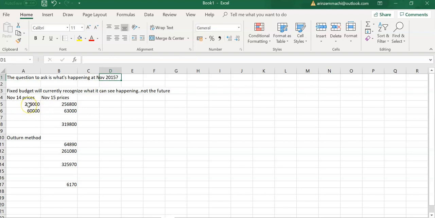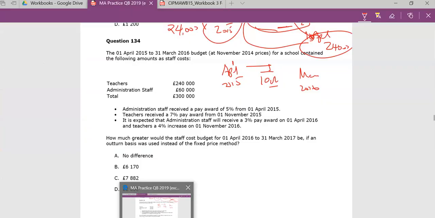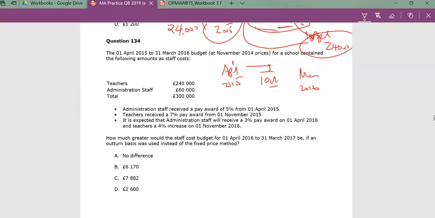Well, we know that the November 2014 prices are these. We know what the new events are, we know that they will get the 5%. I'll just come here so you can see it. We know they will get this 5%.